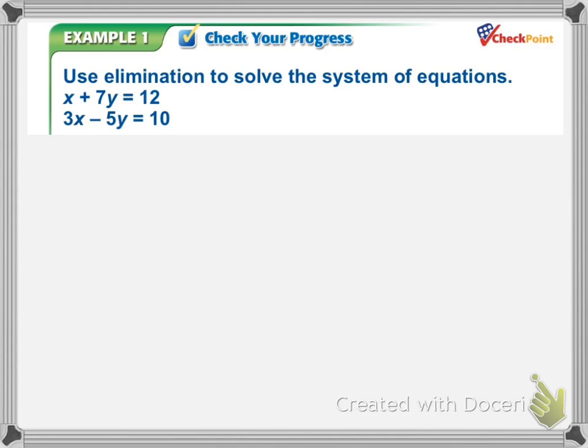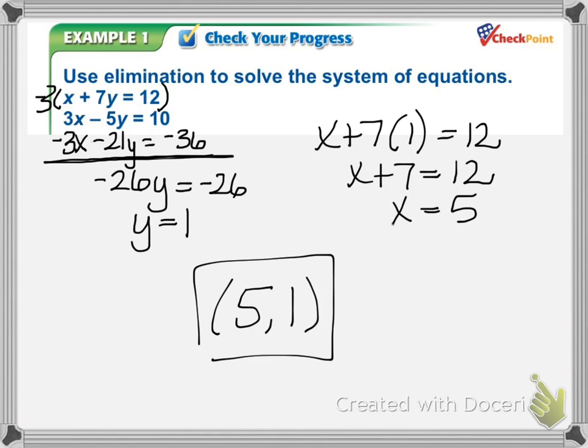Okay? So here's another one along those lines. This one I want you to pause the video and give it a shot. So hopefully you chose to multiply the top equation by -3. When you do that, you get your -3x minus 21y equals -36. So now draw your line and go ahead and combine like terms vertically and solve it. So when you go through and you solve that, you get a y value of 1 and an x value of 5. So your ordered pair is 5, 1.